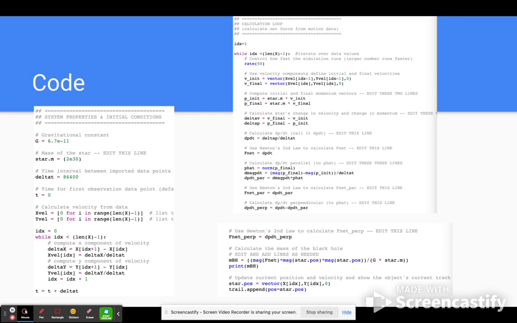We can calculate dp dt. That is equal to delta p, the change in momentum, over the change in time. And then F net is dp dt. So we can calculate dp dt parallel and dp dt perpendicular, separating the components of this motion. And then we use all this to calculate the mass of the black hole. So the mass of the black hole is equal to the magnitude of the net force times the magnitude of the position of the star times the magnitude of the position of the star again, so the magnitude of the position of the star squared, over gravity times the mass of the star.